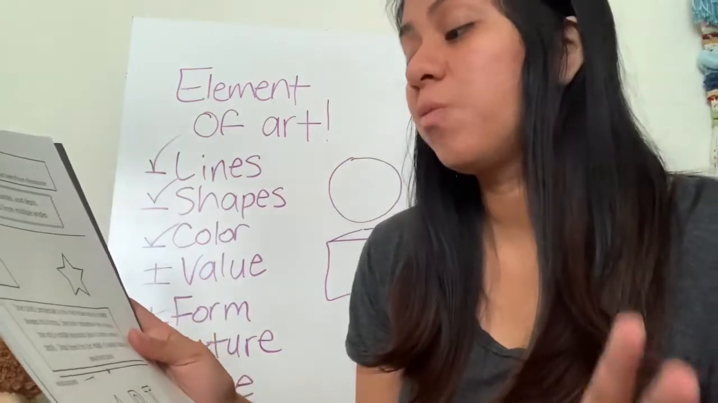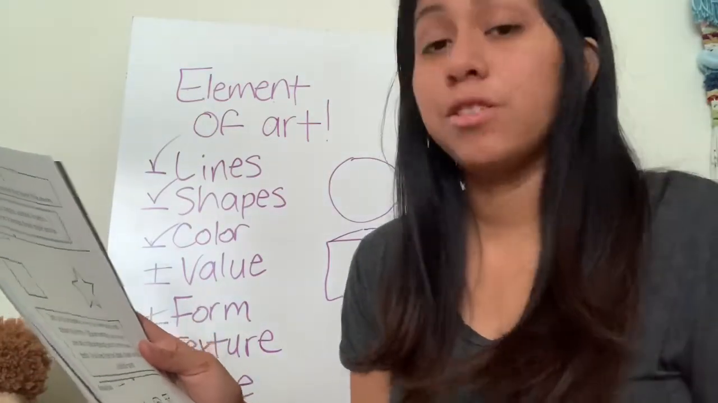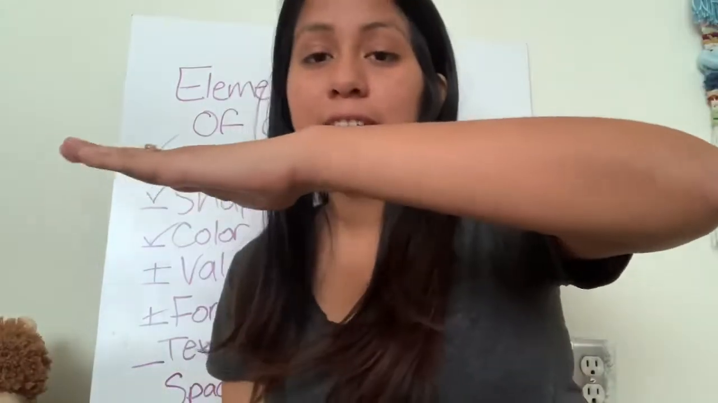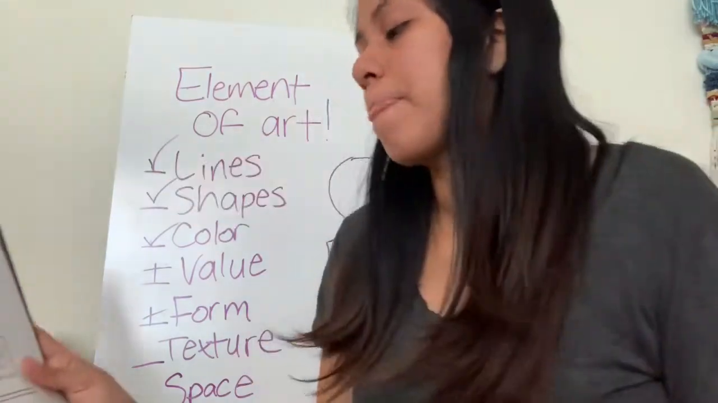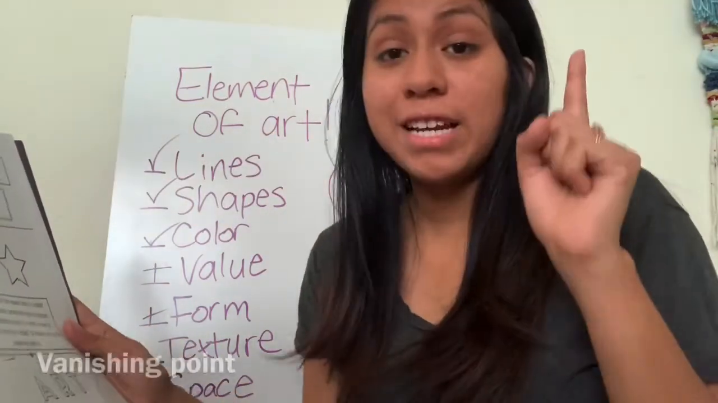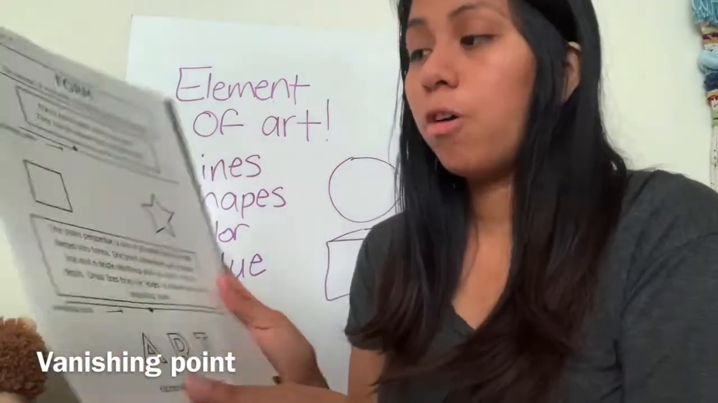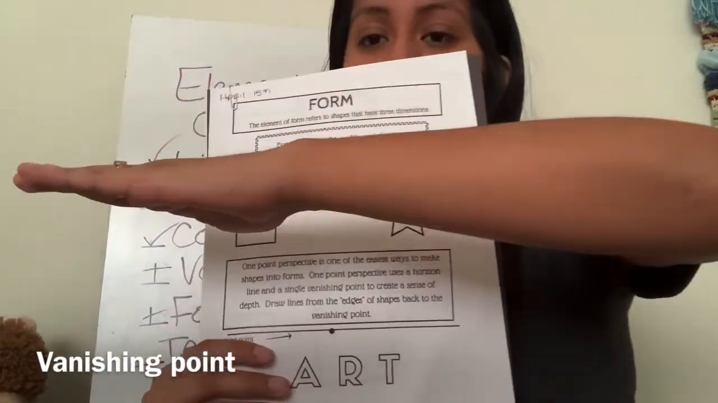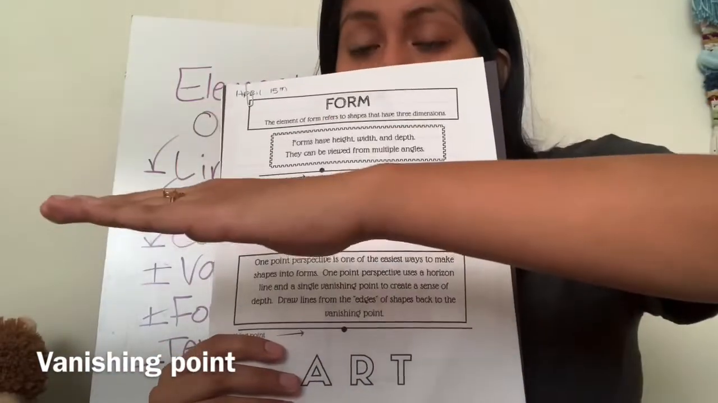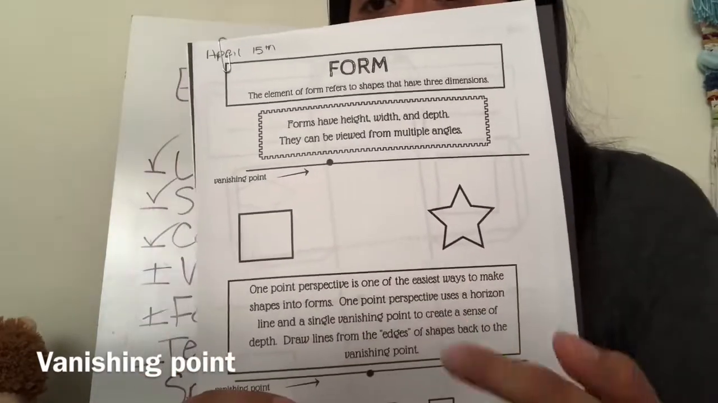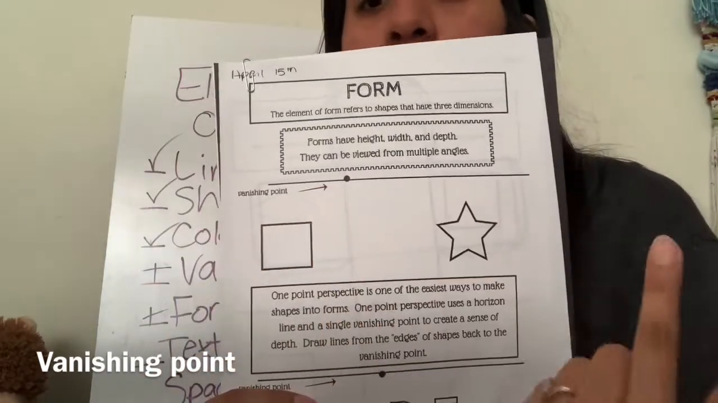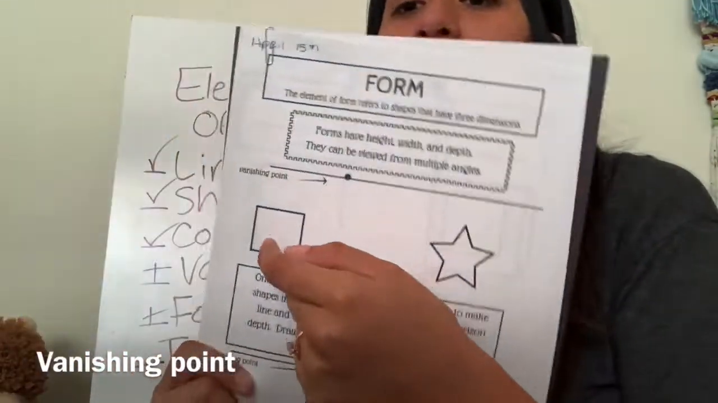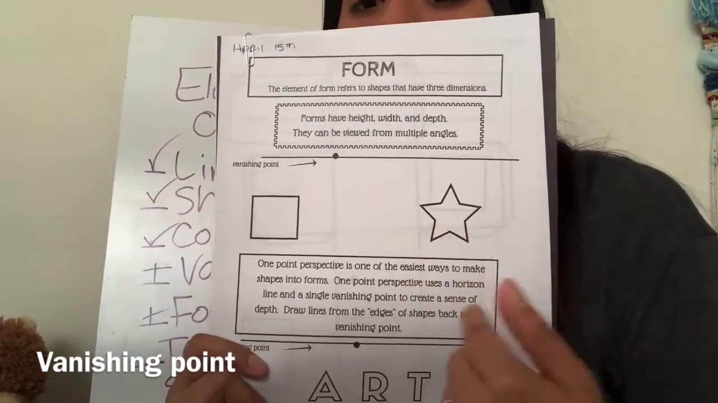1-point perspective is one of the easiest ways to make shapes into forms. A 1-point perspective is using a horizon line. So a horizon is a horizontal line, just like this. And you use one single vanishing point to create a sense of depth. So if you look at your worksheet, you have your horizon line, right? It's going straight across. It's not a vertical, it's a horizon. And it has one dot on that horizon line. So that one dot, that 1-point perspective that you're having is going to help you create form into these shapes.